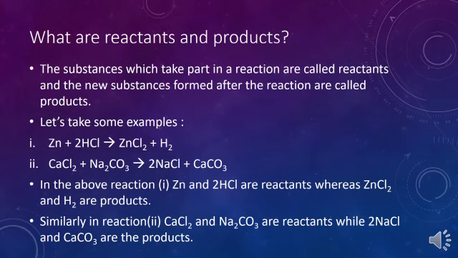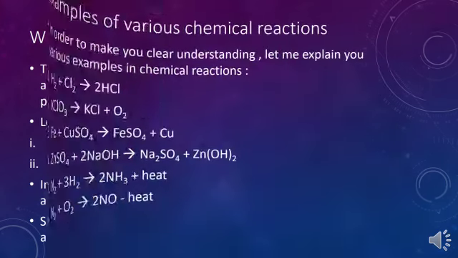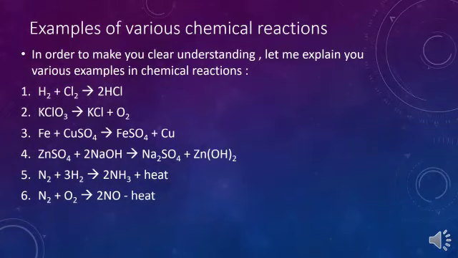We know after writing the reactants, we have to balance the equation. The reactants and the products must be balanced after writing an equation. Now, let us learn some examples of various chemical reactions. In order to give you a clear understanding, let me tell you various examples of chemical reactions.